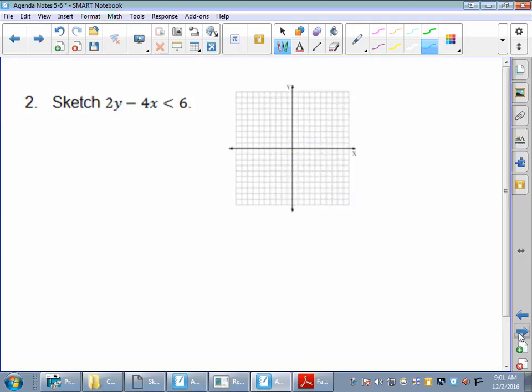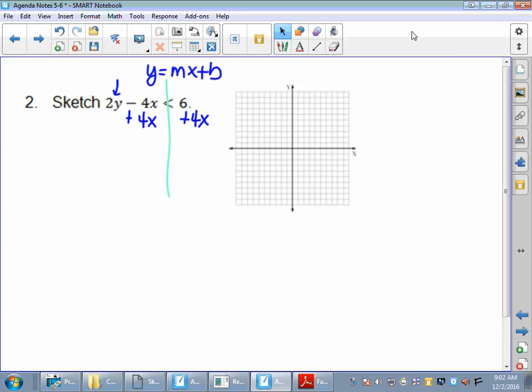One more example. Let's do this one. 2y minus 4x is less than 6. It is definitely not in mx plus b form. I'm not going to do the x and y intercepts. I'm going to solve for y. So in order to do that, I'm going to add 4x to both sides. You can put that line down there if you like that to keep them separate.